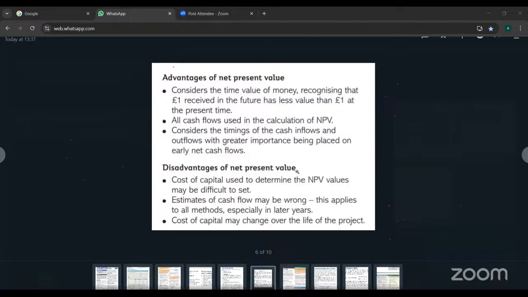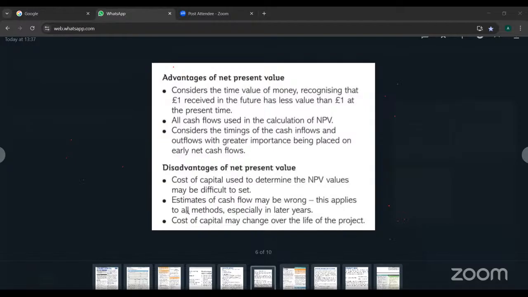So it considers the timing of the cash inflow and outflow. Disadvantages. I'll just explain this roughly because you just have to remember this, not too deeply. The disadvantage is that the cost of capital used to determine the NPV value may be difficult to set. I told you the discount factor is 20% and they have given all that. So that is the cost of capital.